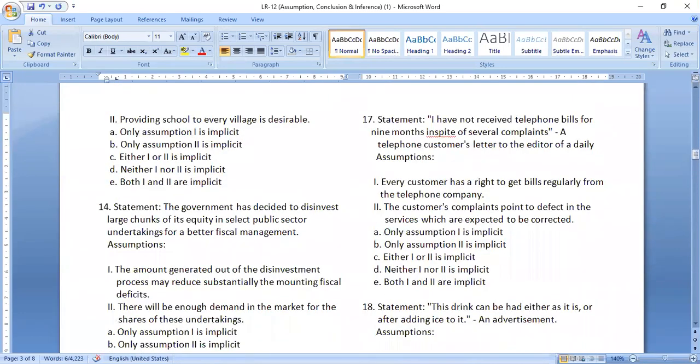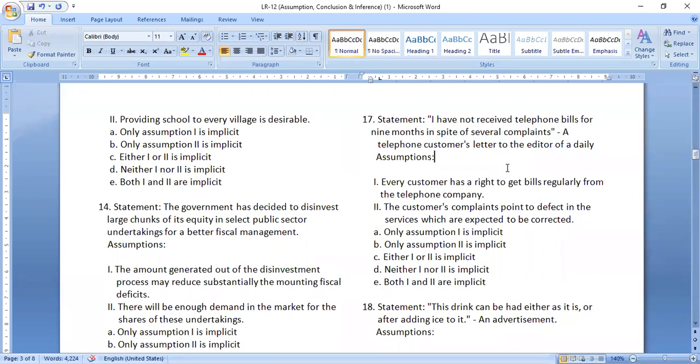Okay, 17. I have not received telephone bills for 9 months in spite of several complaints. A telephone consumer's letter to the editor of a daily. Okay, so this person has not received telephone bills for 9 months. Assumption 1, every customer has a right to get bills regularly from the telephone company. I think that's obviously implicit in that statement.